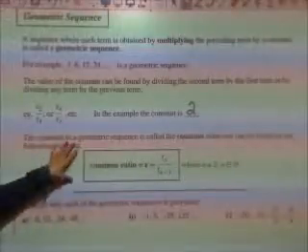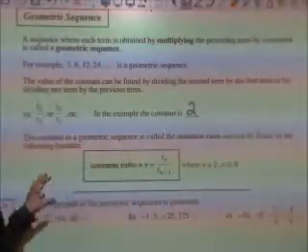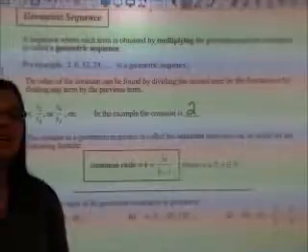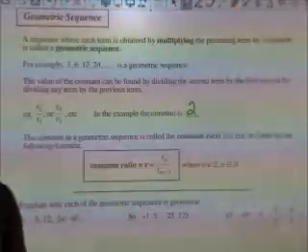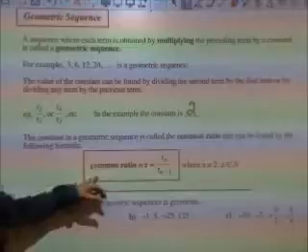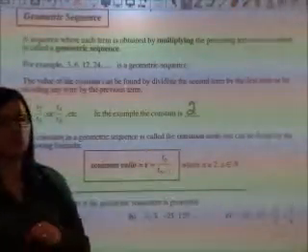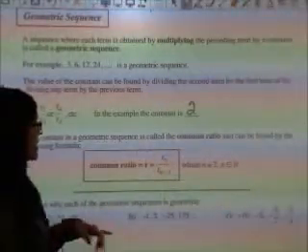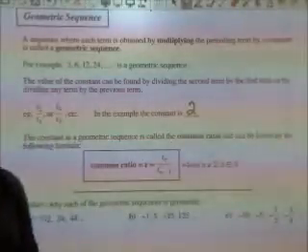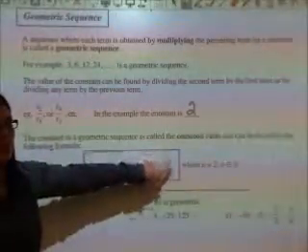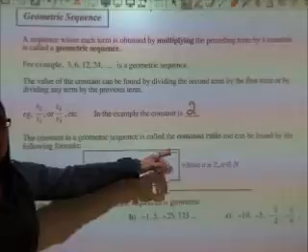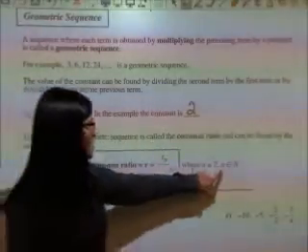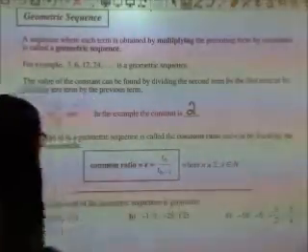So that's the first thing, common ratio. We use r to designate common ratio, r for ratio, d for difference. So our common ratio is the quotient of any two terms, and n has to be greater than 2. So I have to have at least the second term and the first term. I can't have the first term and no term. That's all this right here means.